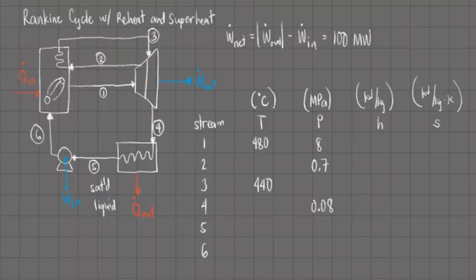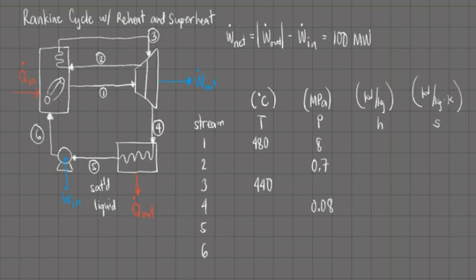Here are the given for the problem. So we have updated our diagram. This is now the Rankine cycle with reheats and superheat. We have a total of 6 streams. And as with the previous problem, we first need to complete this table, especially the values of the enthalpies, before we can solve for the other parameters.